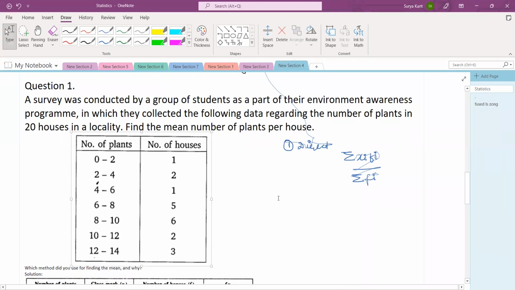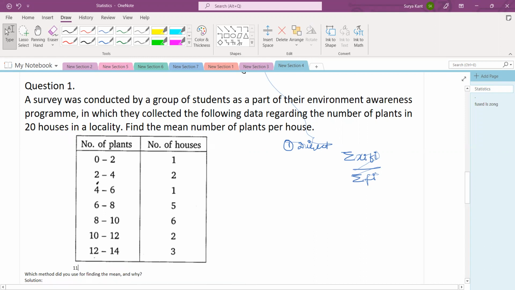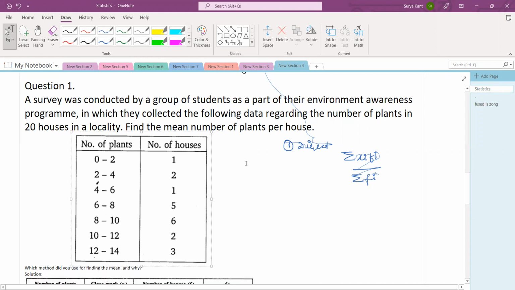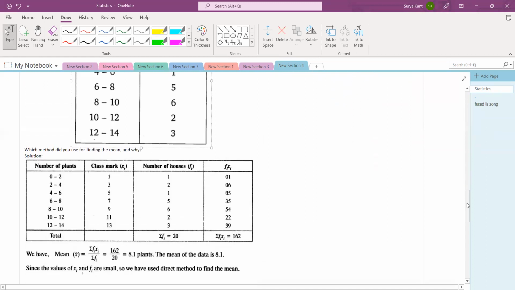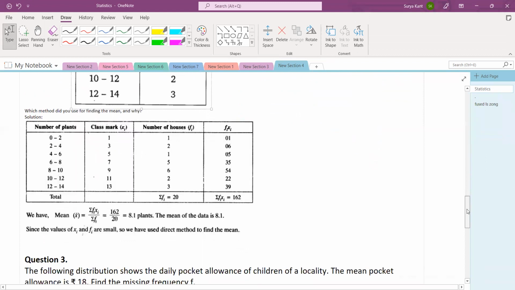Second one is the assumed mean method. What was the assumed mean method? Summation xi di by summation fi. Summation xi fi, this first one is summation fi xi divided by summation fi.